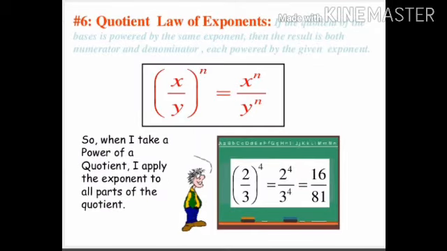Next, quotient law of exponents. An integral power of a number expressed as a fraction is equal to the power of the numerator divided by the power of the denominator. That is, x by y whole power n is equal to x power n by y power n. Example, 2 by 3 whole power 4 is equal to 2 power 4 by 3 power 4, that is 16 by 81.